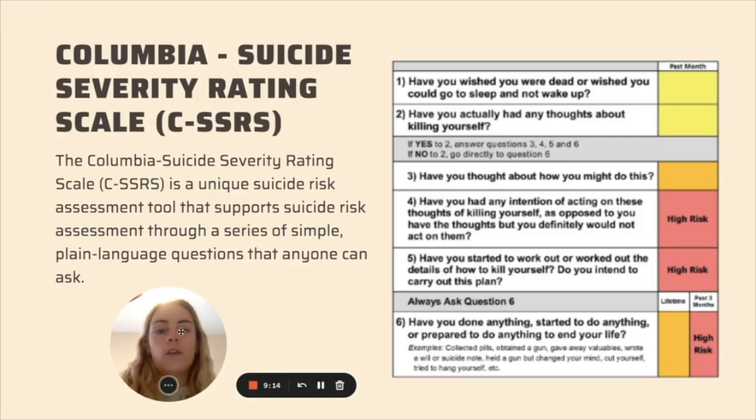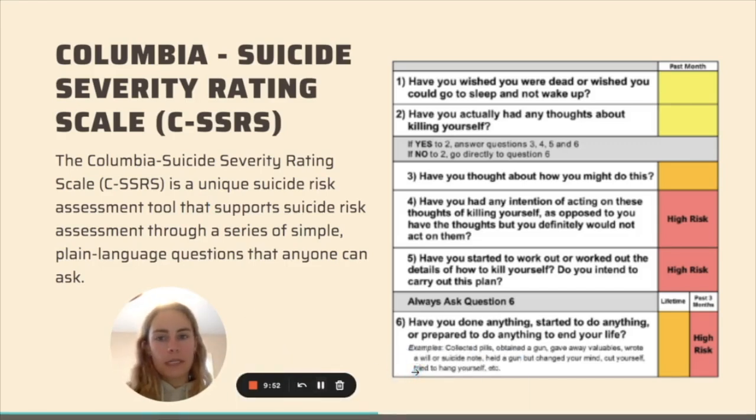The way that this works is, if number 2 is answered yes, then you go and ask questions 3, 4, 5. But no matter what, you will always ask number 6, and you will always start with questions 1 and 2. Oftentimes, some people are concerned about asking a patient about suicidal thoughts, but research has proven that asking if a patient has ever had suicidal thoughts will not trigger suicidal thoughts in the patient if they are not already there.